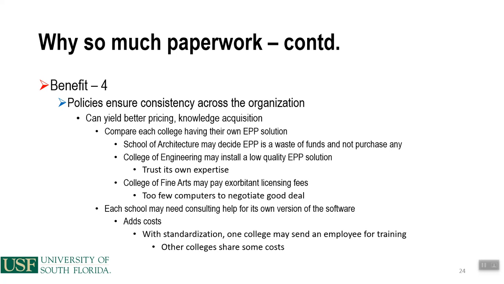Number 4 is policies ensure consistency across the organization. It can lead to better pricing, knowledge acquisition, and so on. So there's a certain level of standardization. You can compare each college having their own EPP solution. The School of Architecture may decide that EPP is a waste of funds and may not purchase any. The College of Engineering may install a low quality EPP because they trust their own expertise. And the College of Fine Arts may pay a large amount of licensing fees for EPP. Each school may need consulting help for their own version of the software. So in this case, it would add cost significantly.